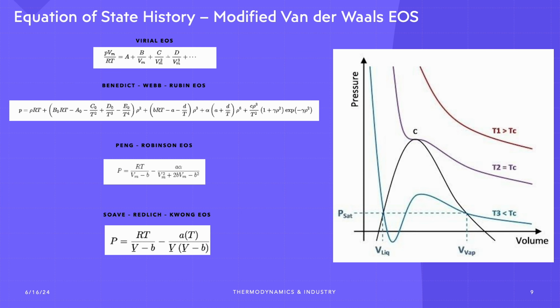Since then, the equations of state that followed have been based on the same core principle provided by van der Waals. That includes the virial equation of state, Peng-Robinson, Soave-Redlich-Kwong equation of state as well. So basically, it's the same concept, right, that van der Waals established.